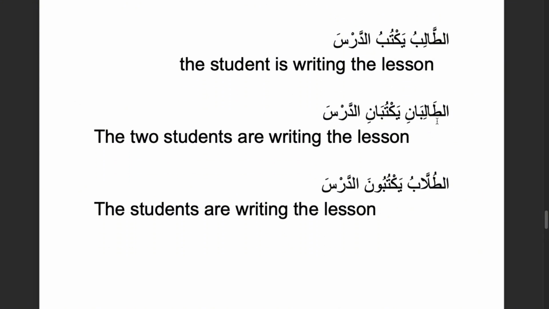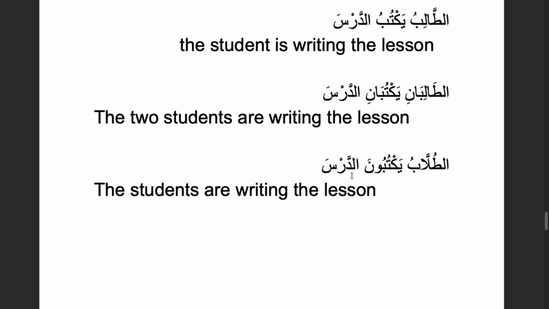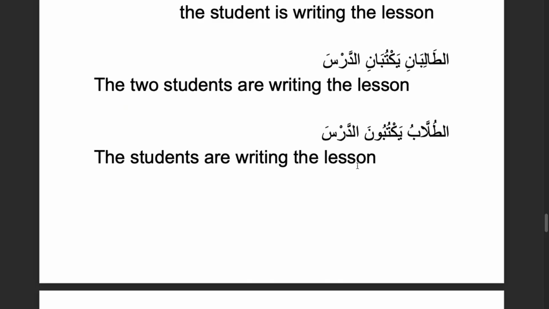If we say at-talibani, now we have to say yaktubani. You've got to conjugate it now to mean dual males, right? At-talibani yaktubani ad-dars. So the two students are writing the lesson. If we say at-tullab, which is the plural now, so the students, we have to say yaktubuna ad-dars. The students are writing the lesson.